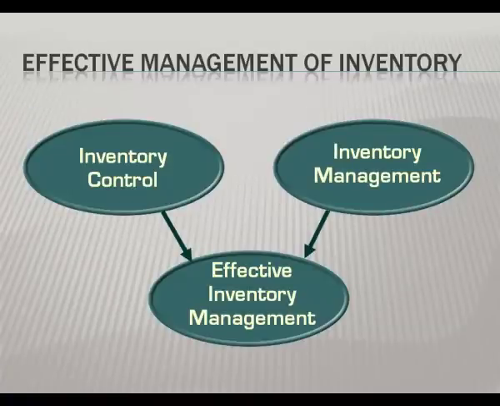So let's take a look at effective inventory management. There are actually two components of effective inventory management. The first component is inventory control. That is making sure we have the right product in the right location with the right label, and we'll talk about that extensively in the last session. The second item is inventory management, which is how we decide to stock inventory, how we decide to turn inventory over in the business, and the combination of the two gives us effective inventory management.